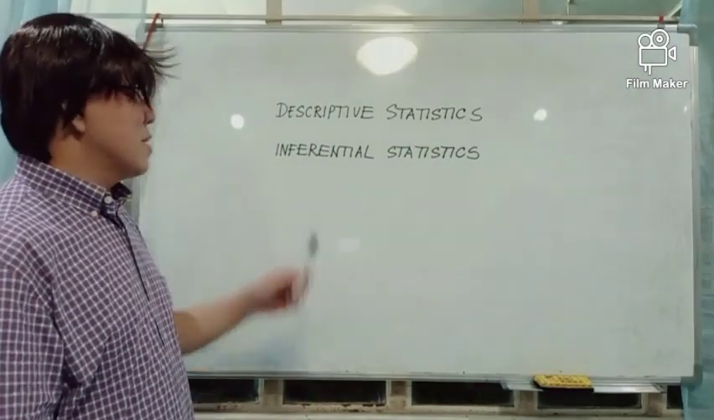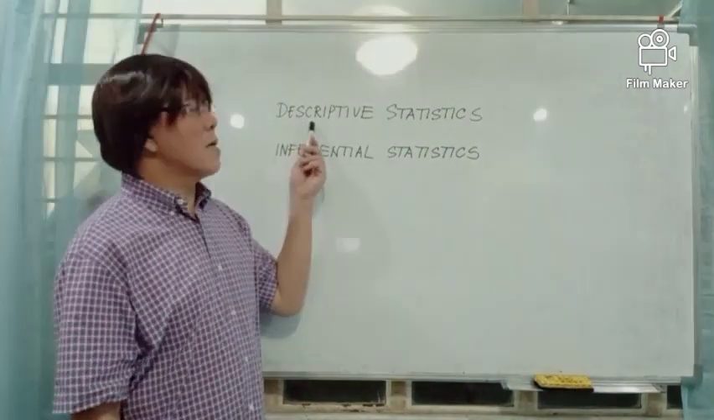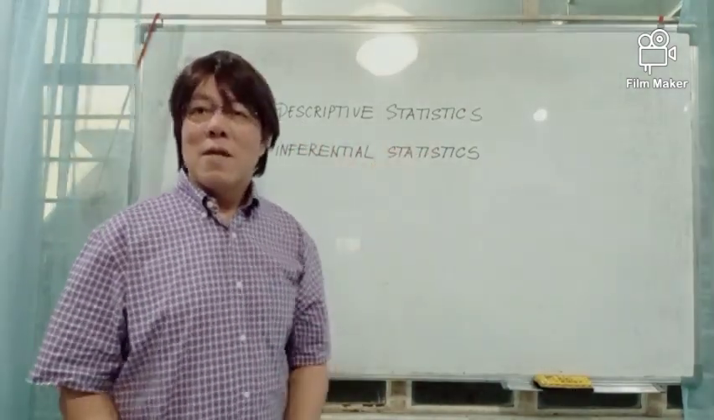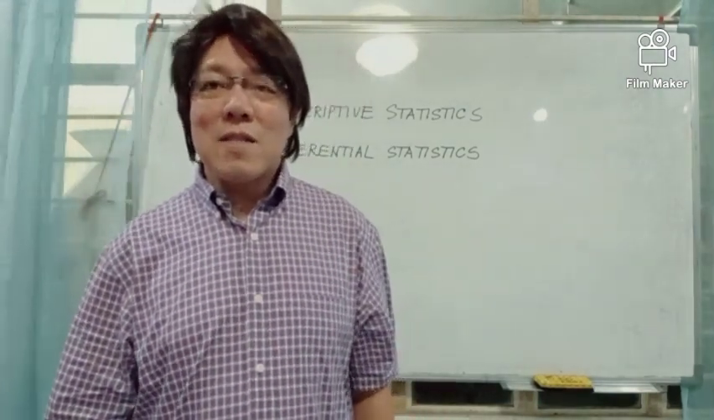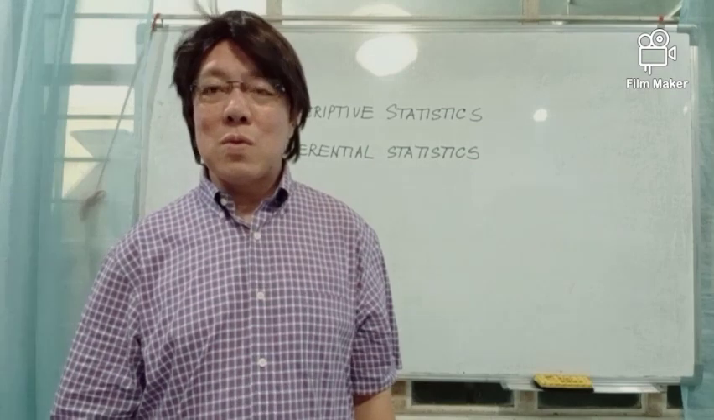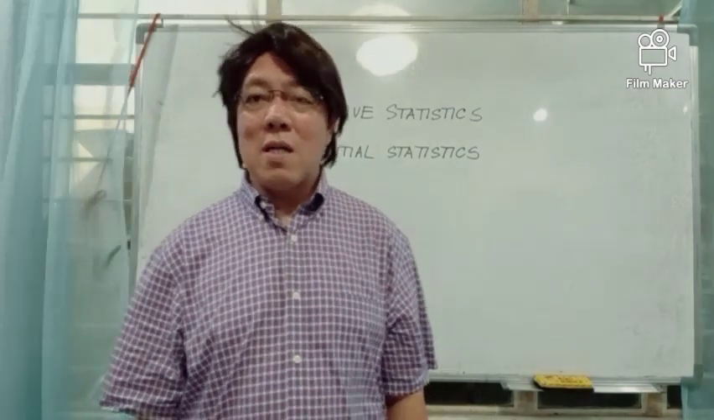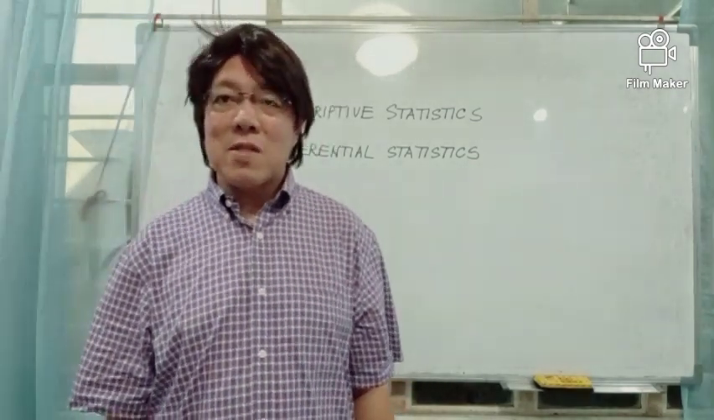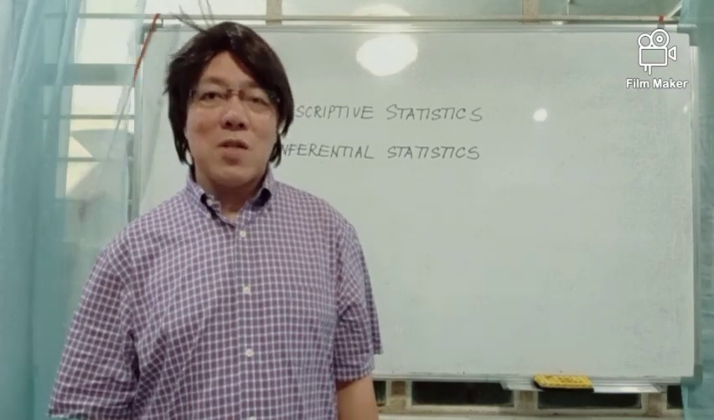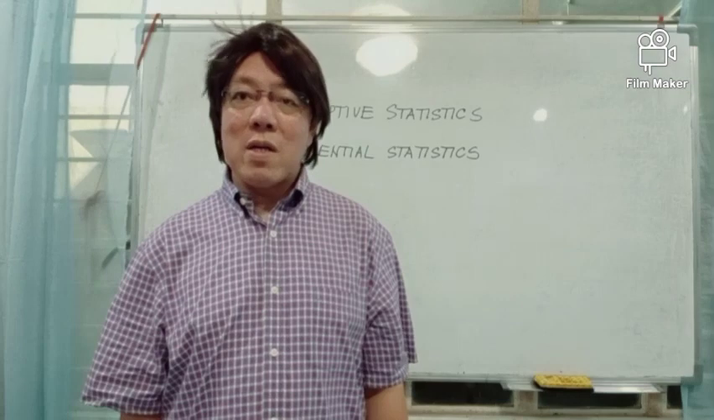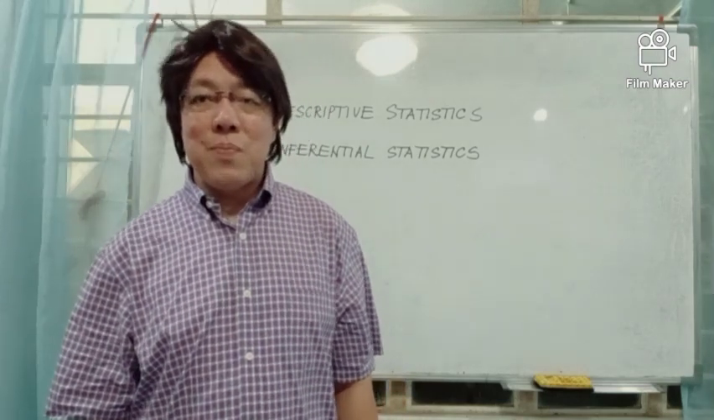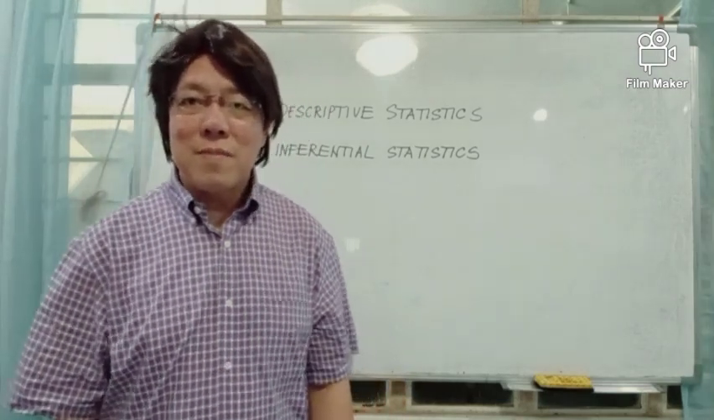The first branch of statistics is the descriptive statistics. This branch of statistics uses data to provide numerical descriptions, to provide description of the population or sample, either through the use of numerical calculations or the use of graphs and tables.